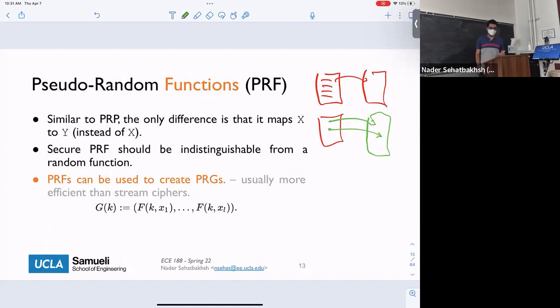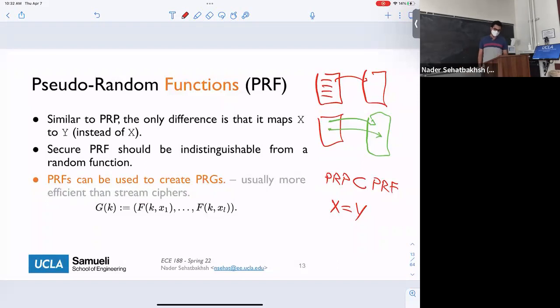Based on this definition, pseudo-random permutations become a subset of pseudo-random functions, right? If X is equal to Y, our pseudo-random function becomes a pseudo-random permutation. If X and Y are not equal, then we have a PRF instead of a PRP. Again, the same situation applies: a pseudo-random function has to be indistinguishable from a random function, so we shouldn't be able to tell which function we have used. And the beauty of this is that there are very efficient algorithms to create pseudo-random functions.